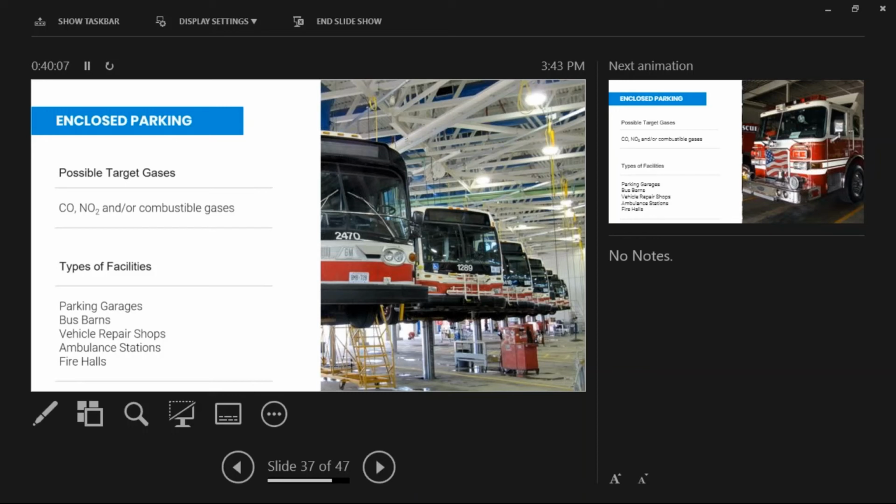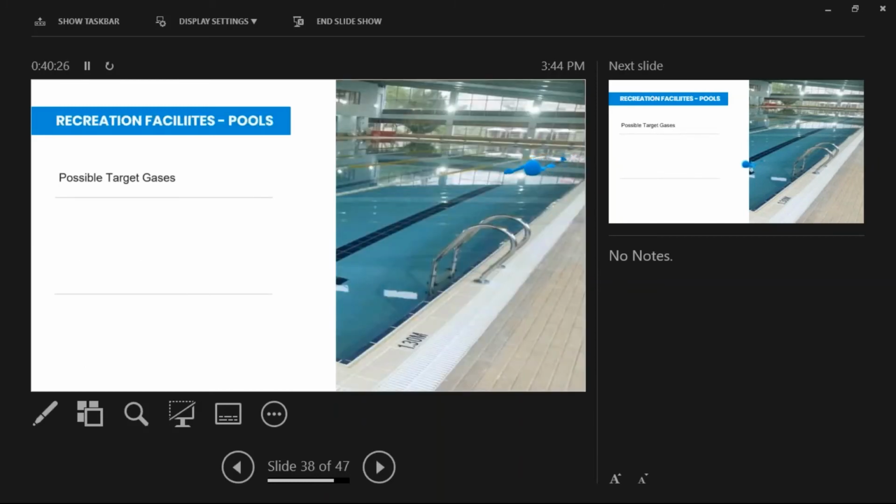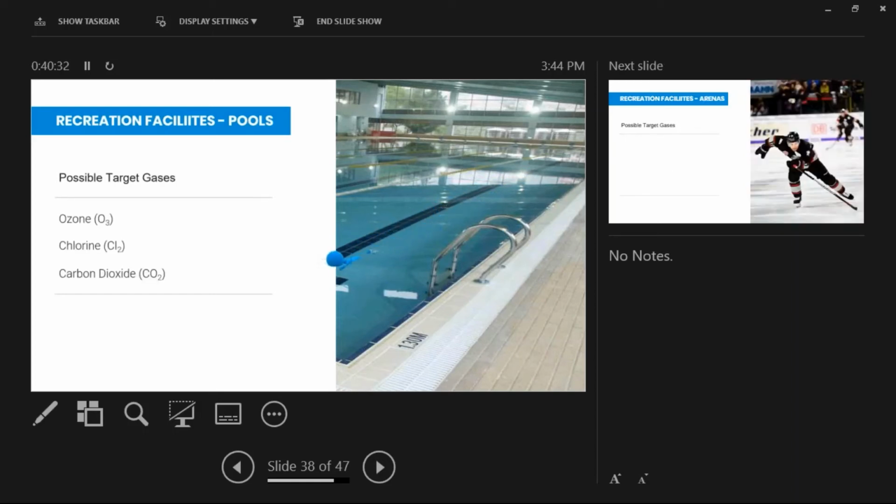NO2, and possibly combustible gas for fluids leak being monitored, and ventilation being utilized to vent out any unsafe levels of any of those gases. Recreational facilities with pools, target gases being ozone, chlorine, and carbon dioxide.